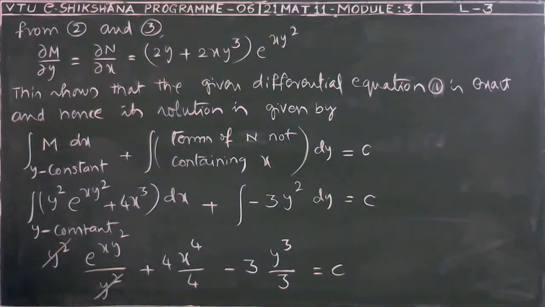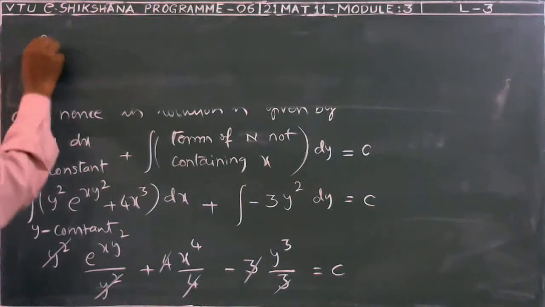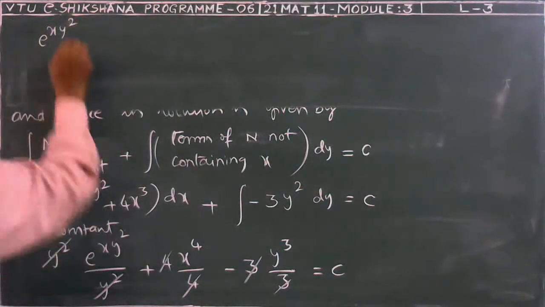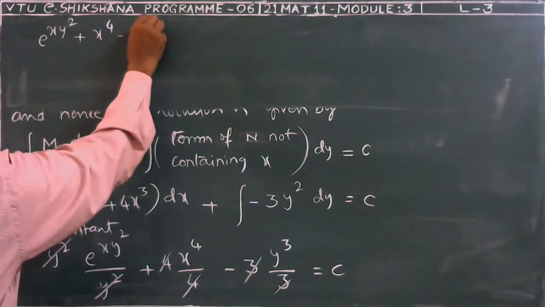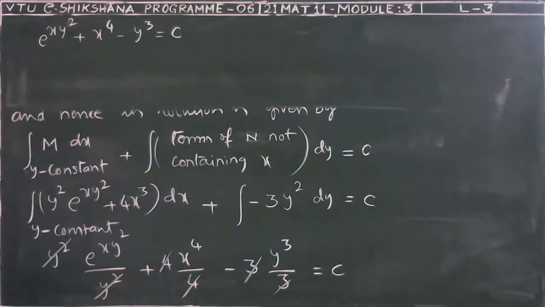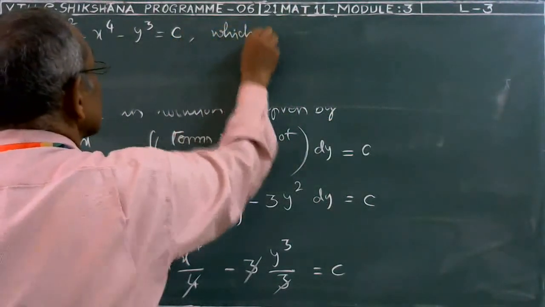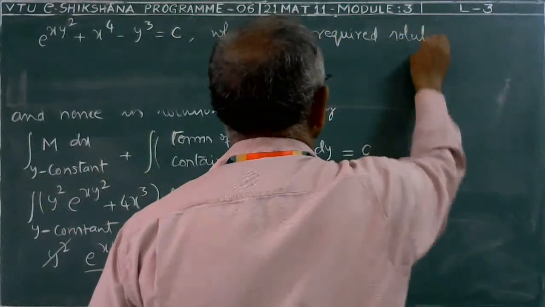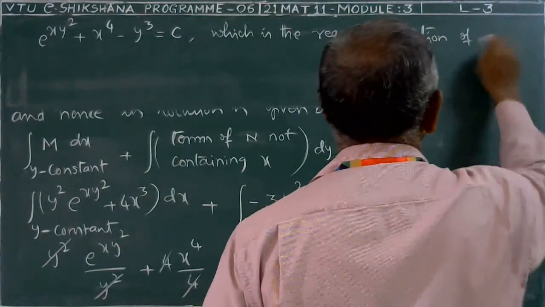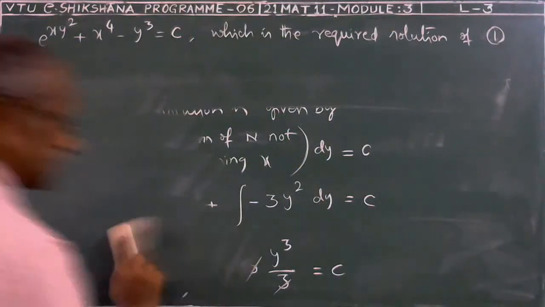So I can cancel this y square here, and I can cancel this 4 and this 3. So therefore, we are left with e power x into y square plus x power 4 minus y cube is equal to some constant c. Which is the required solution of the given differential equation 1. So let me consider another example.